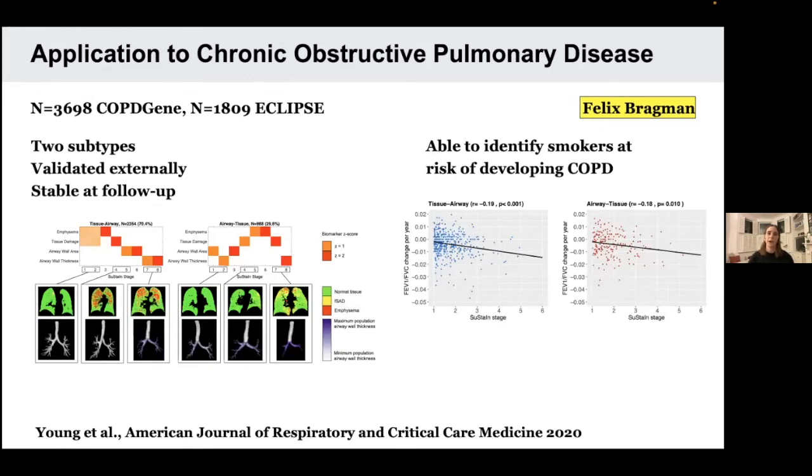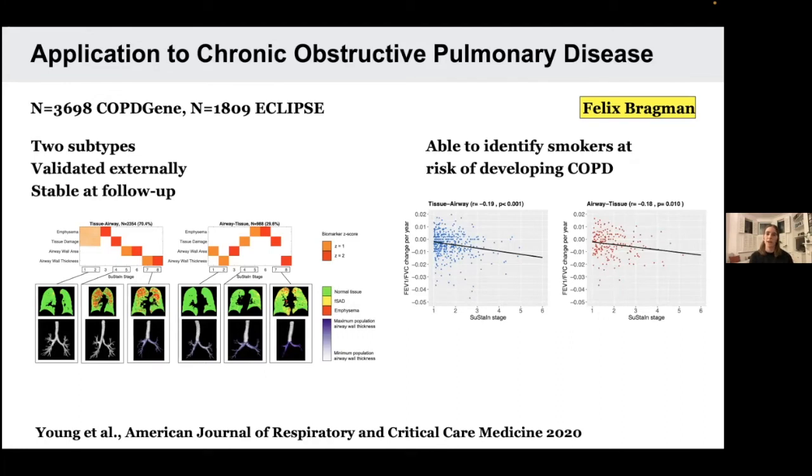So the last bit of work I wanted to mention is this joint work with Felix Bragman, where we applied SuStaIn to CT images in lung disease. So the nice thing here is that it demonstrates that SuStaIn is generalizable enough that it can work in other conditions than neurodegenerative diseases. So in COPD, we were able to identify two subtypes that mirrored classical clinical phenotypes, and we learned these in one data set and then validated them externally in a completely separate data set.